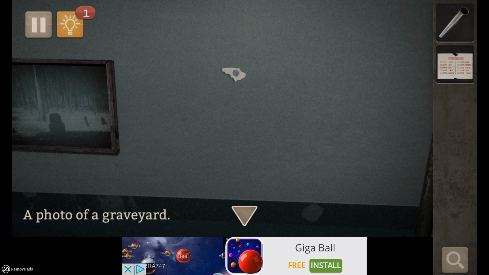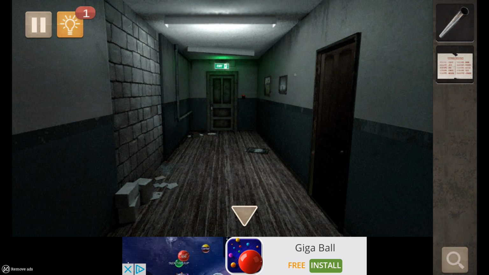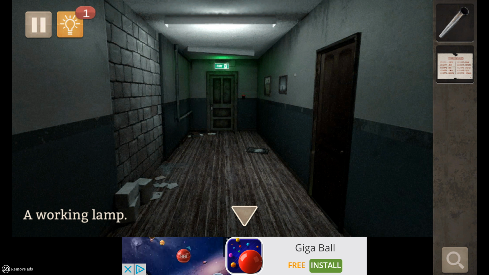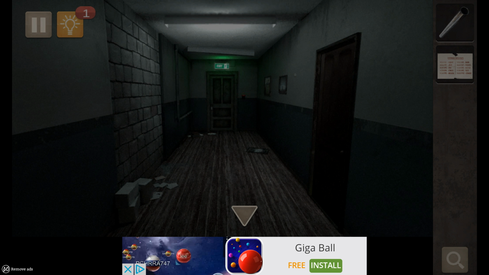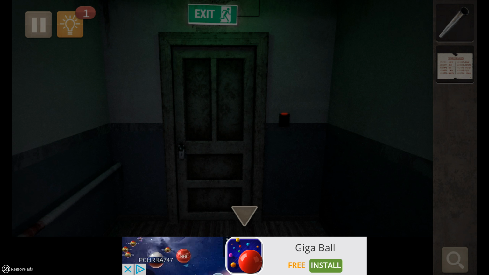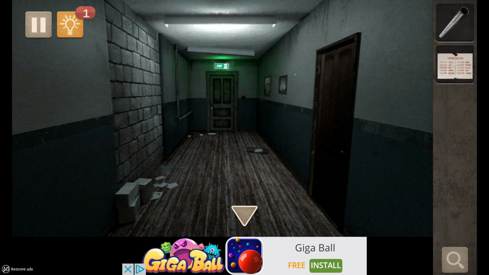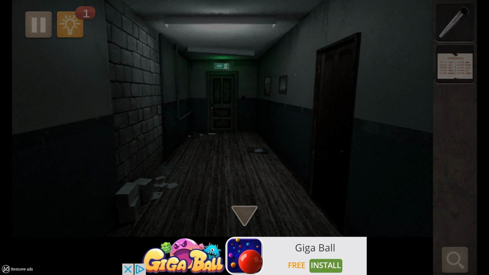Spot. Okay, never mind. Okay, that didn't work. Can we hit it with the lead pipe? No. Ah, let's try the wall. Maybe that brick is special after all.